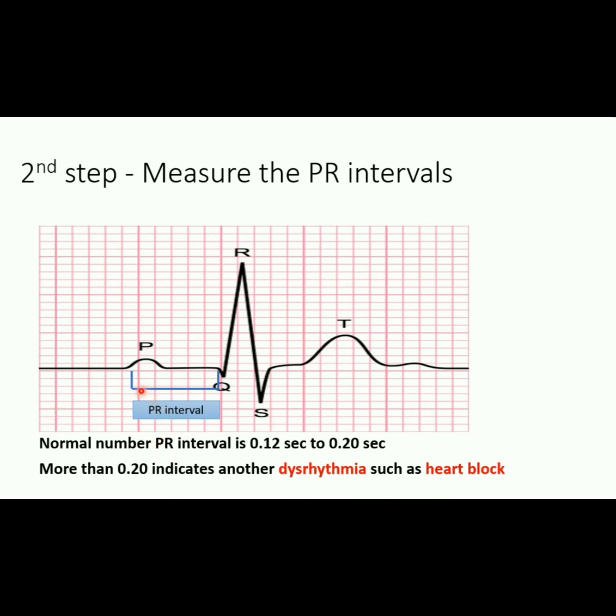The normal number, the magic number of the PR interval, should fall between 0.12 second and 0.20 second. That is the normal value. But if it is more than this, that means there is a problem with the ECG. So let's see here. We have 1, 2, 3, 4, 5 boxes. So 5 into 0.04 is 0.20 second only, so it is normal. More than 0.20 indicates another dysarrhythmia such as heart block.